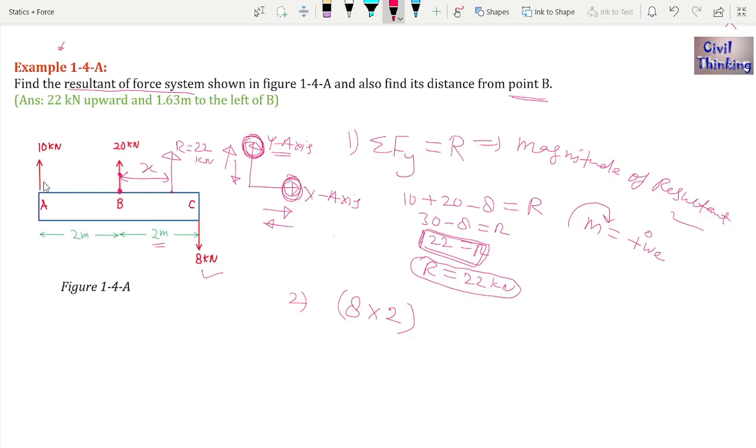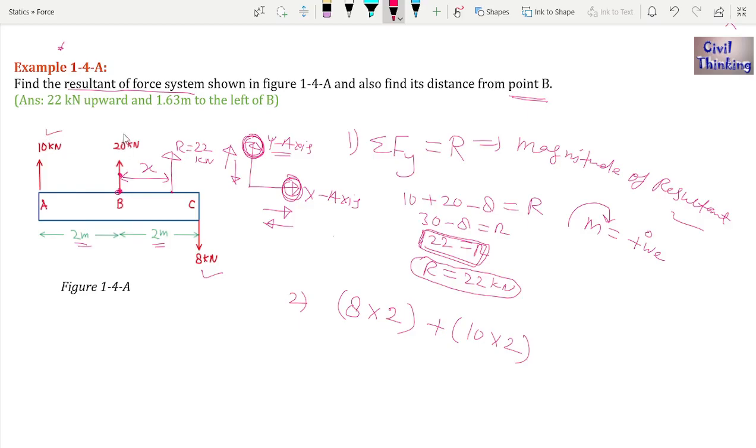10 multiplied by 2, right? Because the 10 kilonewton force is 2 meters far from point B. Again it is going to exert a clockwise moment like this, so it is going to be positive. So I will write plus 10 kilonewton multiplied by 2, right? So I have also found the moment due to this.